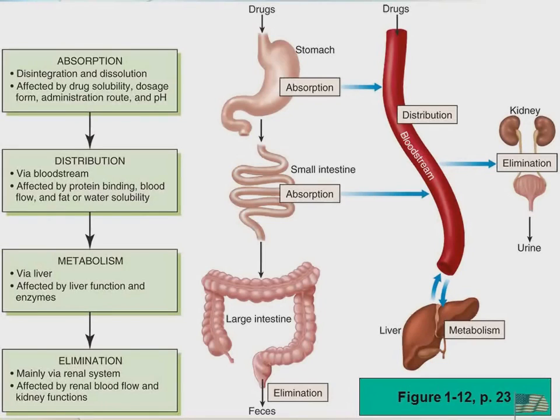This is just showing, this is out of the text. You can see how it's absorbed in the stomach, or in small intestine, or large intestine. Usually not the large, but stomach or small. Pulled into the bloodstream, distributed throughout the body, and then finally it's metabolized by the liver, broken back down, and eliminated through the urine or through feces.